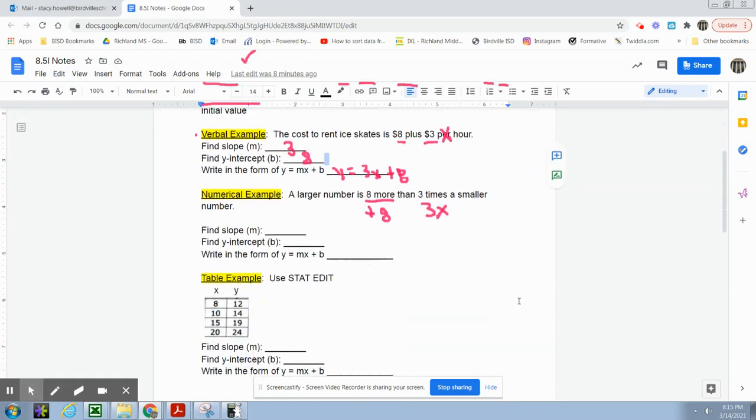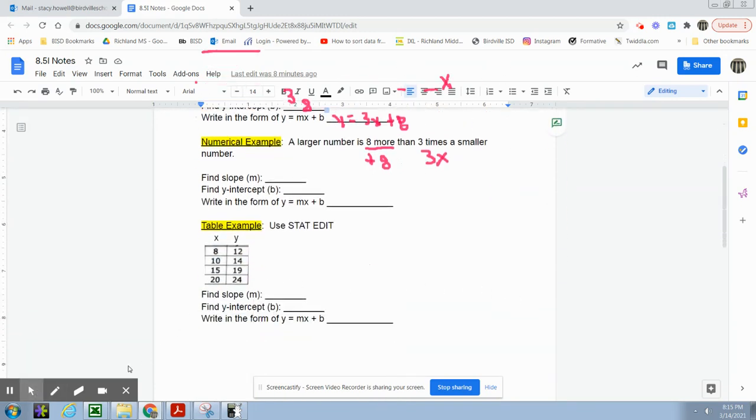So let's move that up. And now we can write our equation. We have a slope of 3. We have a y-intercept of 8. And we can write it in the form of y equals 3x plus 8.